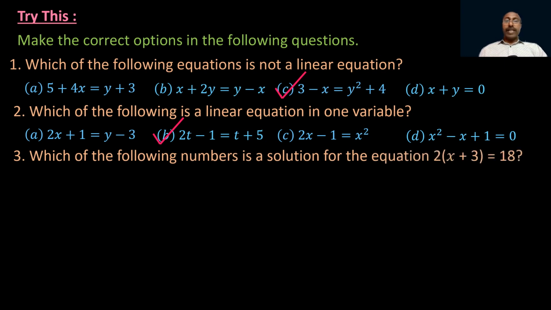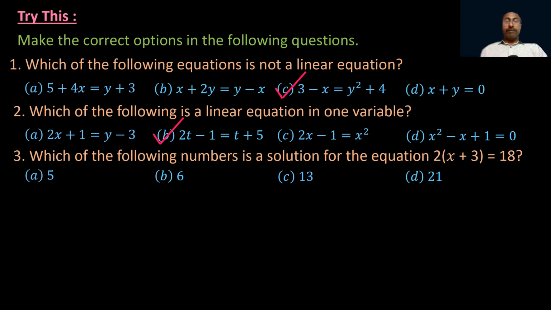Take the third one. Which of the following numbers is a solution for the equation 2 into x plus 3 equal to 18? So the first option A 5, option B 6, option C 13, option D 21. So let us substitute the value of values given in the option in LHS, and let us check whether the result is equal to RHS or not. Okay, so take the option 5, first option 5.